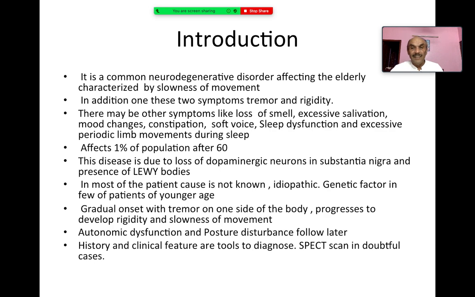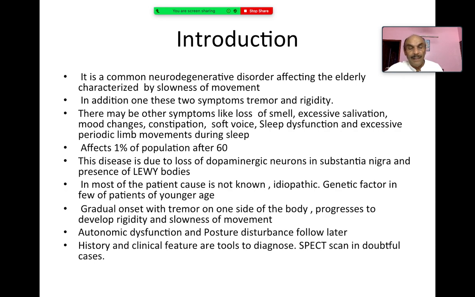This disease is said to be due to loss of dopaminergic neurons in substantia nigra and presence of Lewy bodies in these nerve cells. In most of the patients, the cause is not known. It is said to be idiopathic Parkinson's disease. The genetic factors play a role when the disease occurs in young patients.